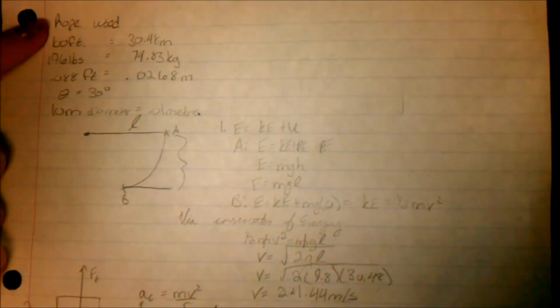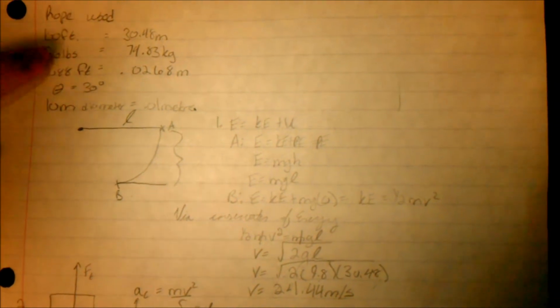My rope's dimensions were 30.48 meters in length. 79.83 kilograms was the mass I assumed for the person. 0.0268 meters is the stretch of the rope when it was stretched, and 0.01 meters is the diameter of this rope, and this is a gold line rope, which is general and used for climbing. These are the original values I had for my spring and my mass for my person.